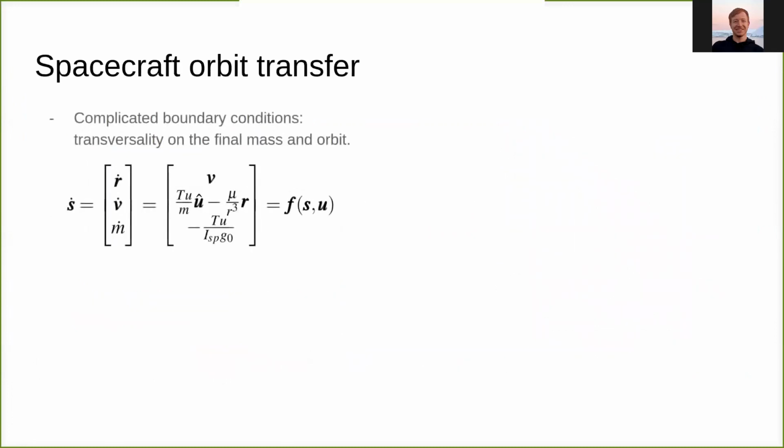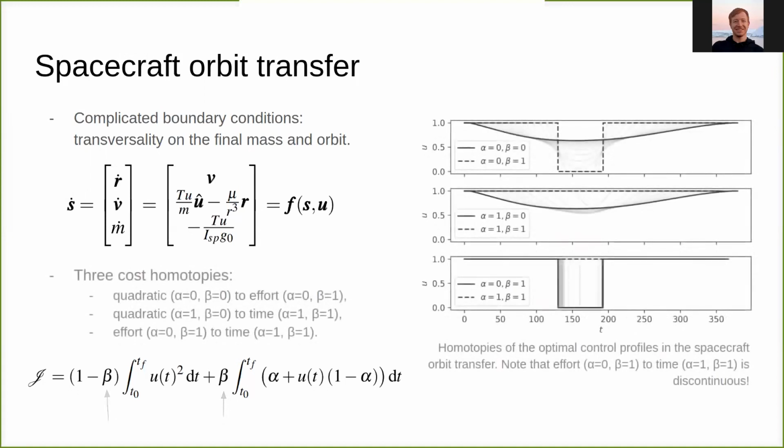As a step up in complexity, we also considered a low-thrust spacecraft orbit transfer between Earth's and Mars's orbits. In this system, we nominate more complicated boundary conditions. The first is the transversality on the final mass, which indicates the fuel consumption. The second is the transversality on the position along the final orbit, which is a manifold of the states and co-states. As another elevation of complexity, we also add a secondary homotopy parameter to the cost function, denoted here by beta. This yields three different homotopy maps, as indicated by this figure.